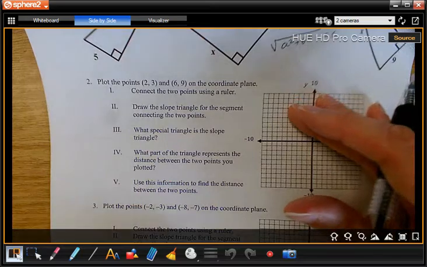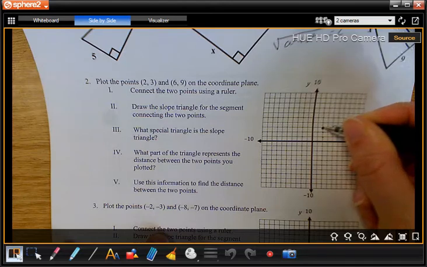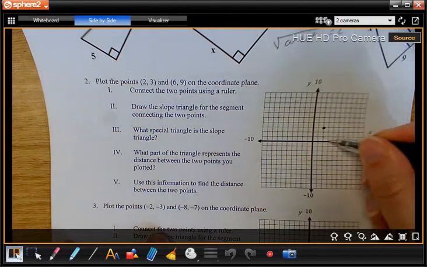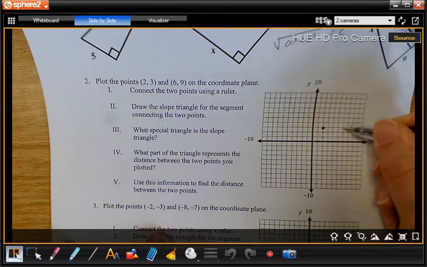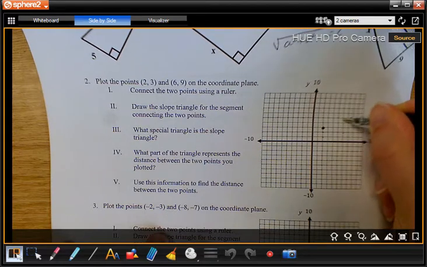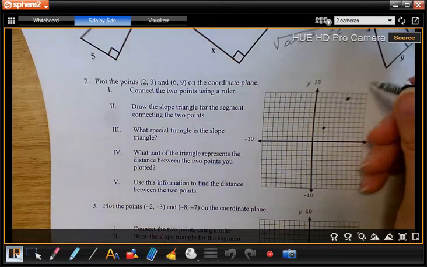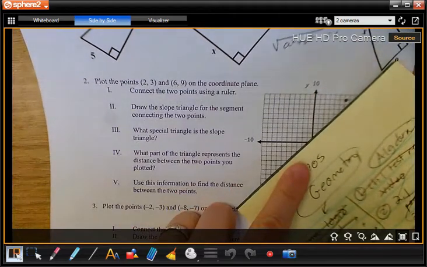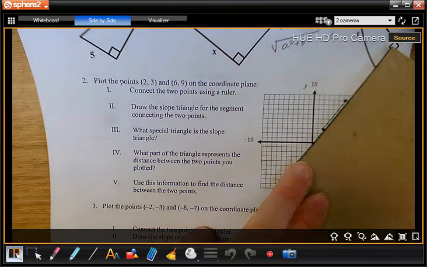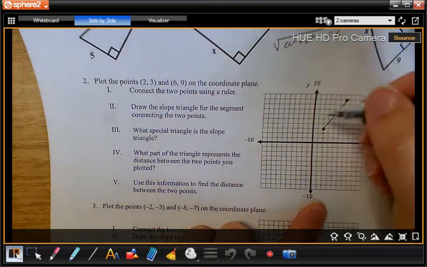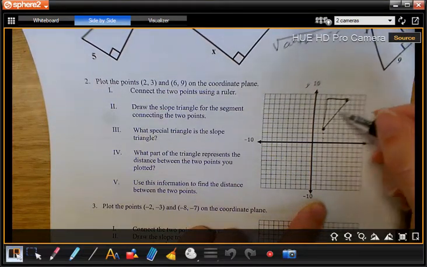First, I'm going to plot the points. Over 1, 2, up 1, 2, 3, making sure you do x first and then y. I'm going to go over 2, 3, 4, 5, 6, up 1, 2, 3, 4, 5, 6, 7, 8, 9. And I'm just going to connect them. I'm just using my pad of paper right here. Again, phone, computer, whatever. All right, and then we're going to draw in our slope formula. Okay, we want to find the distance of this length right here.